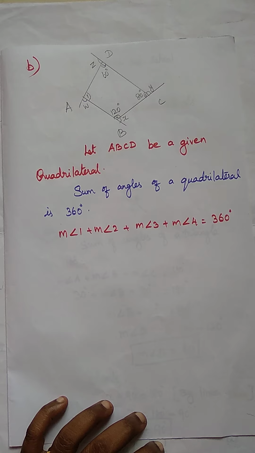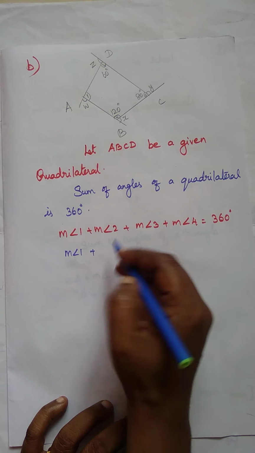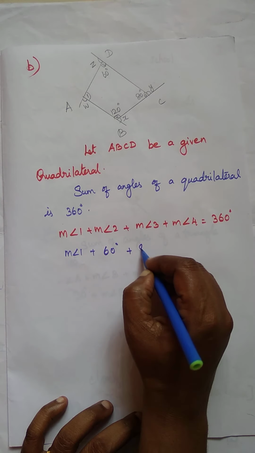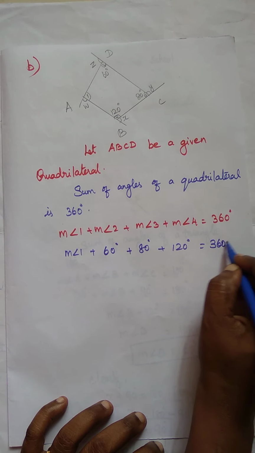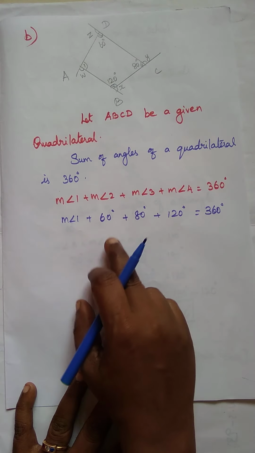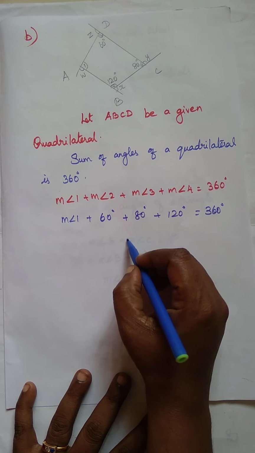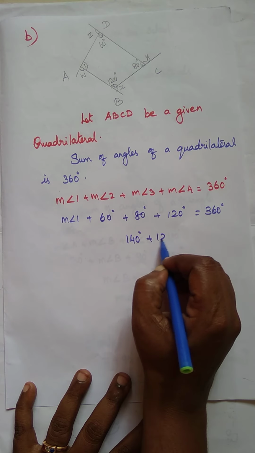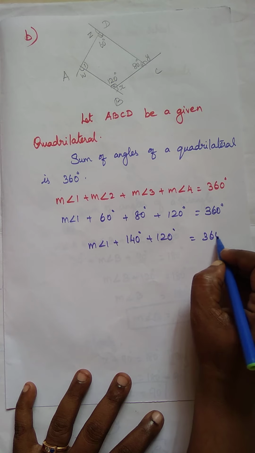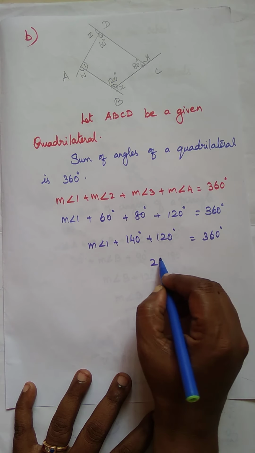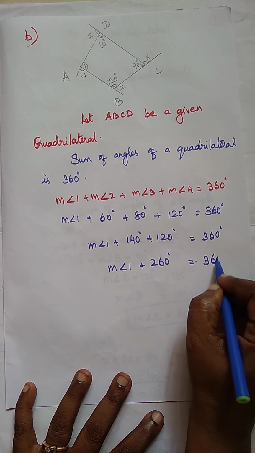So we all know that. What is angle 1? We don't know that. We want to find out that only. Okay. Angle 2 is 60 degree. Angle 3 is 80 degree. Angle 4 is 120 degree. That is equal to 360 degree. Okay. 60 plus 80 is what? 140. 140 plus 120 degree. Here you write measurement of angle 1 equal to 360 degree. Here we add 260 degree. Angle 1 plus 260 degree is equal to 360 degree.